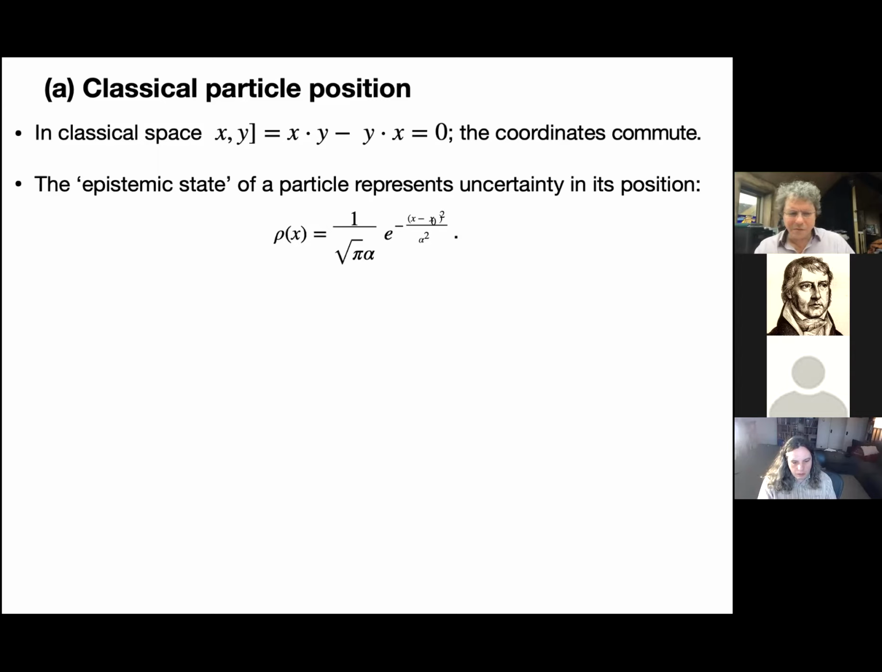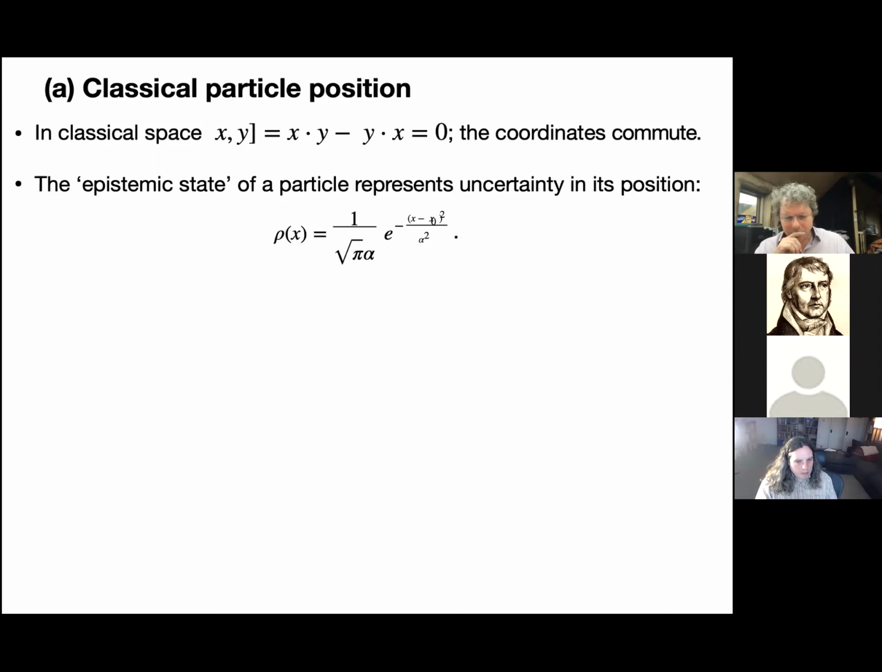Okay, for this slide, I'm going to work in one dimension just to keep the equations as simple as possible. And you'll see when we go to non-commutative geometry, we'll have to work in at least 2 dimensions. So we'll be working in the plane, but that'll be fine.